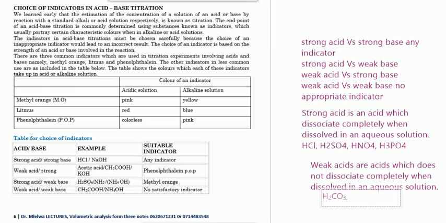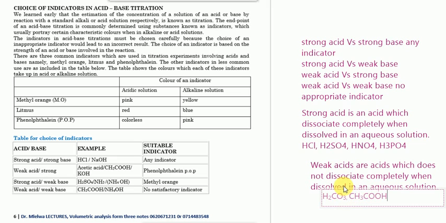So for example, we have CH3COOH, which is ethanoic acid. This is ethanoic acid. It's also a weak acid. When dissolved in the aqueous solution, they form an equilibrium solution.